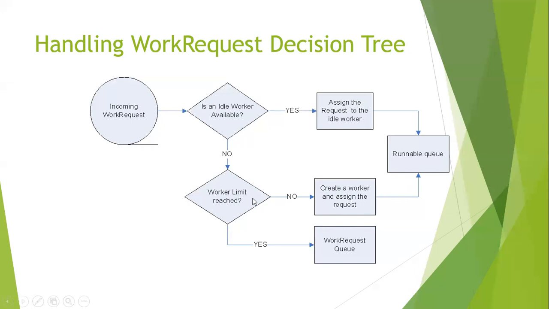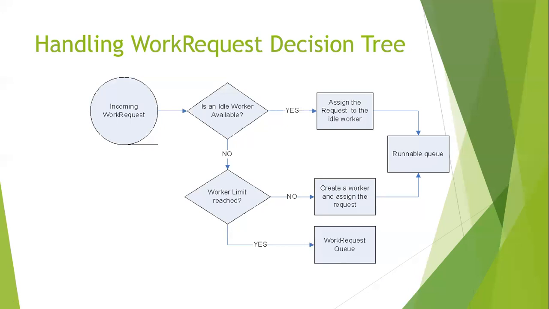It will be placed in the runnable queue. If the worker limit is reached, for example, 256 is reached and all threads are busy, then it has to wait in the work request queue, right? So work is not assigned, so it has to wait for the thread pool wait type. You must have heard of thread pool wait type, right? So this is the one.